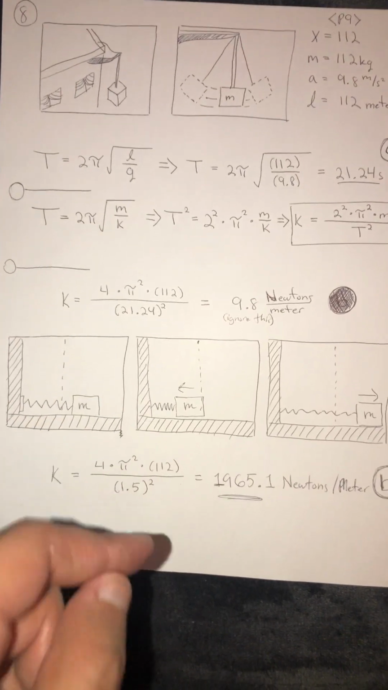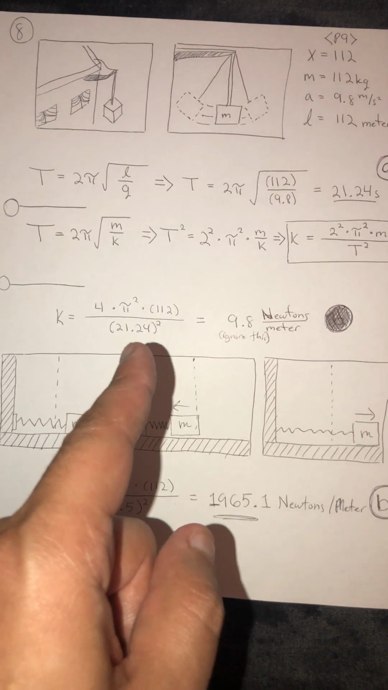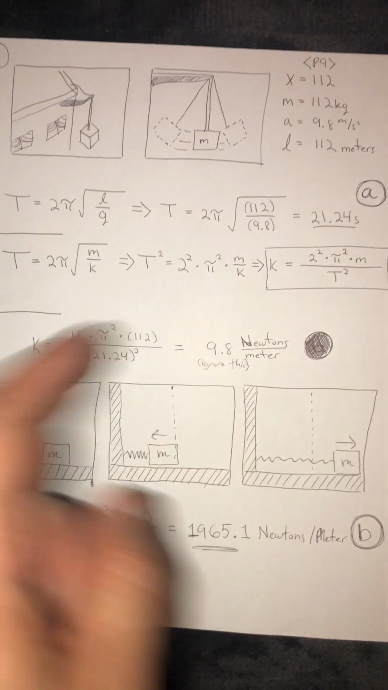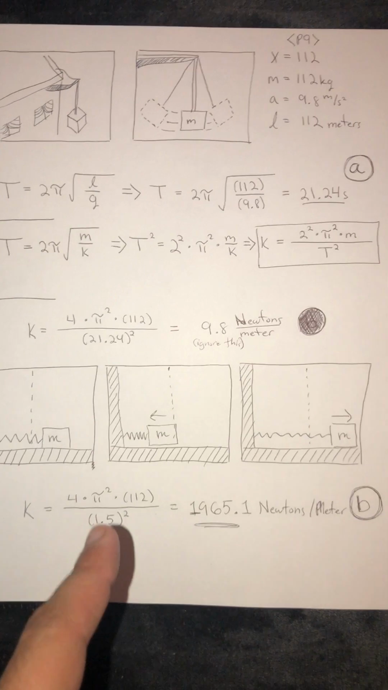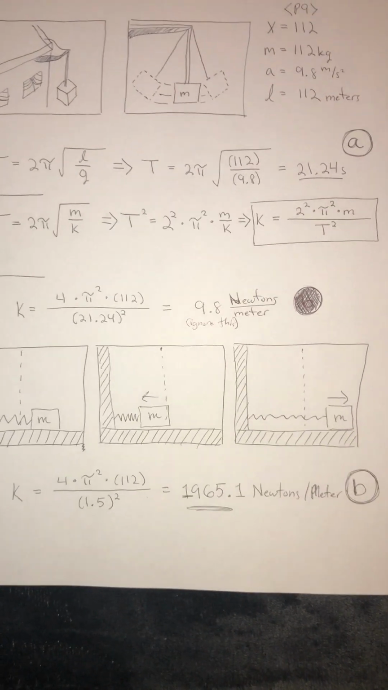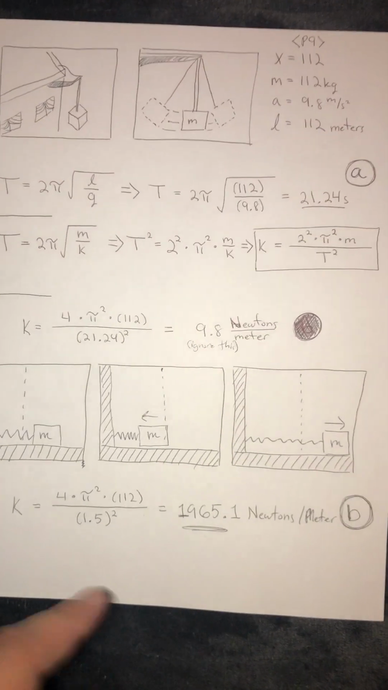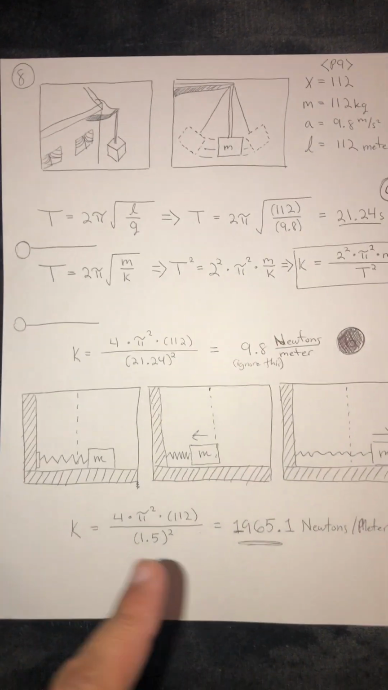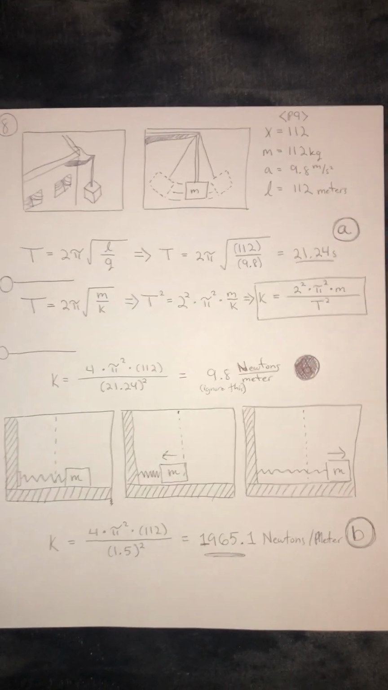And for the spring, I made a mistake. Ignore this part. I actually used the pendulum's time. That's why I got 9.8 newtons per meter, and that's just completely wrong because I'm using two different sets of information. When using 1.5, which was given from the question, it actually gives 1965 newtons per meter, and it's a lot more, for the spring coefficient, based off of just that one number changing. But that's what I got.